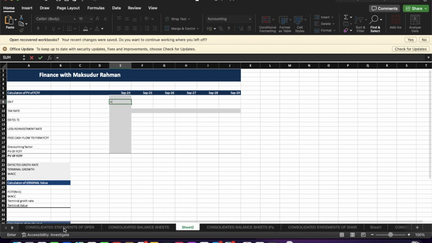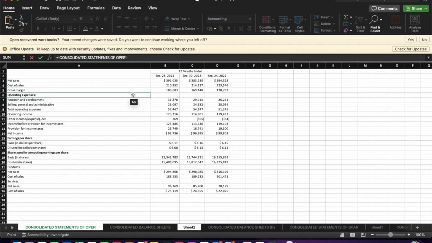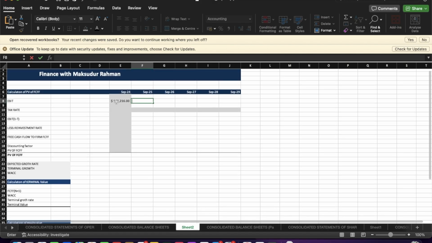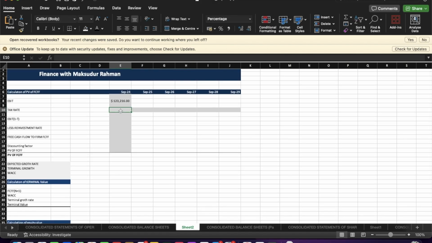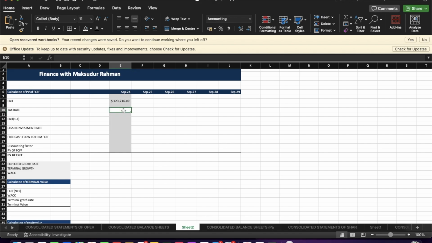So here is my Excel file, and you can see here is the balance sheet of Apple. I've already shown in my previous video how I downloaded the data from a US government website. From here I'm just taking the EBIT to get my cash flow. So here I simply put the EBIT in the first row, and you can see September 24 is our actual one, and from September 25 to September 29 is our forecasted one.